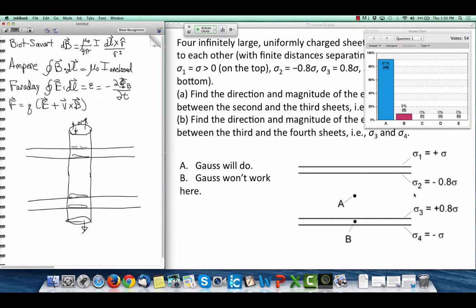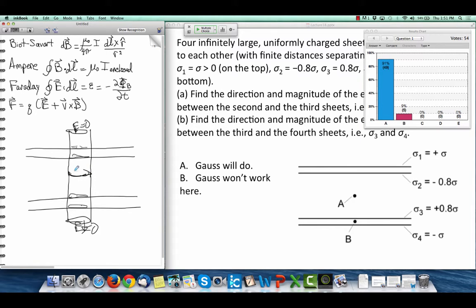So the sigma and the minus sigma will cancel out here. And the minus 0.8 sigma and the plus 0.8 sigma are going to have cancellation out here outside of those two plates, and they'll add together inside those two plates. So in each case of those two, outside has E equals 0. And so if there's no charge enclosed and no electric flux, then that's fine for that one.